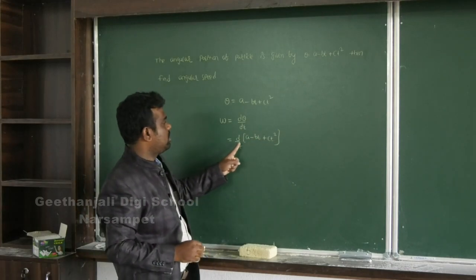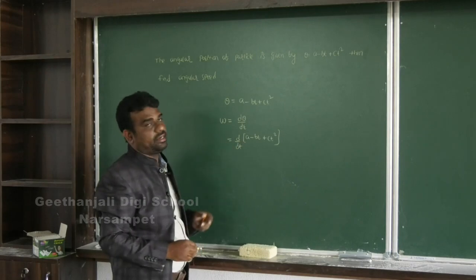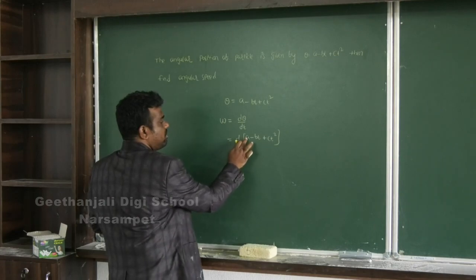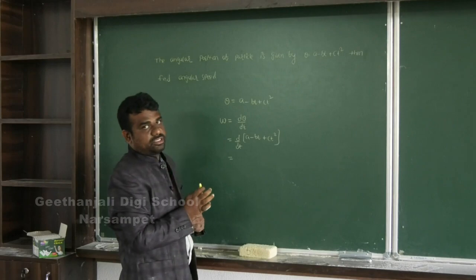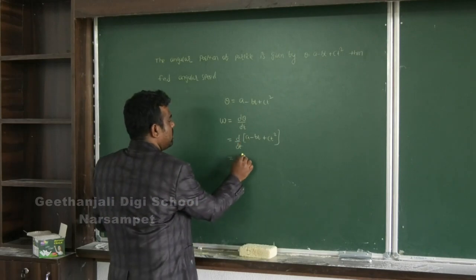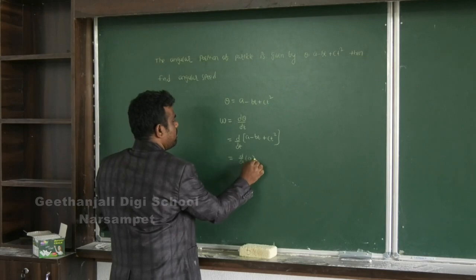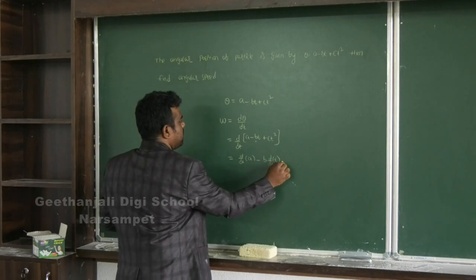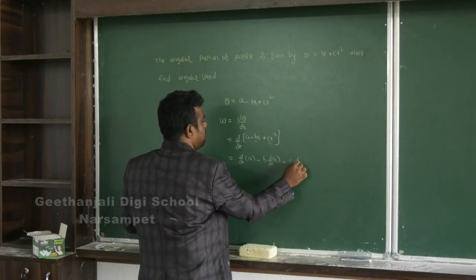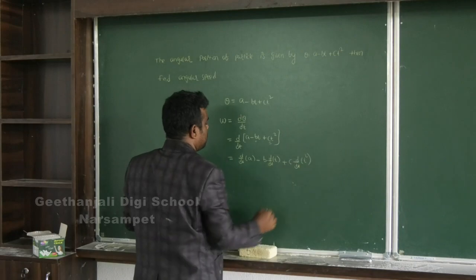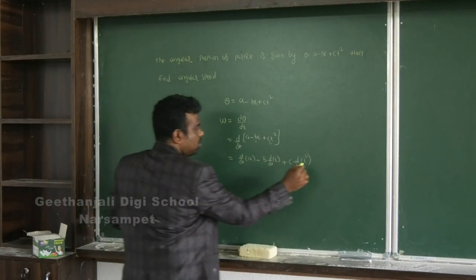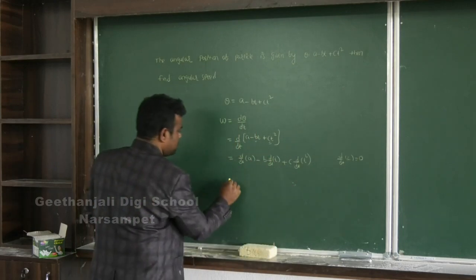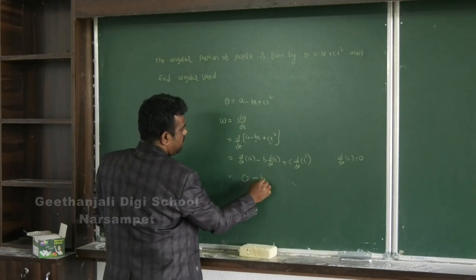You know the differentiation process, you already learned it. Now a, b, c are constants. So d by dt of a minus b, which is a constant, times d by dt of t, plus c, which is a constant, times d by dt of t square. We know d by dt of any constant is equal to 0. So this is 0. So this is minus b into dt by dt.